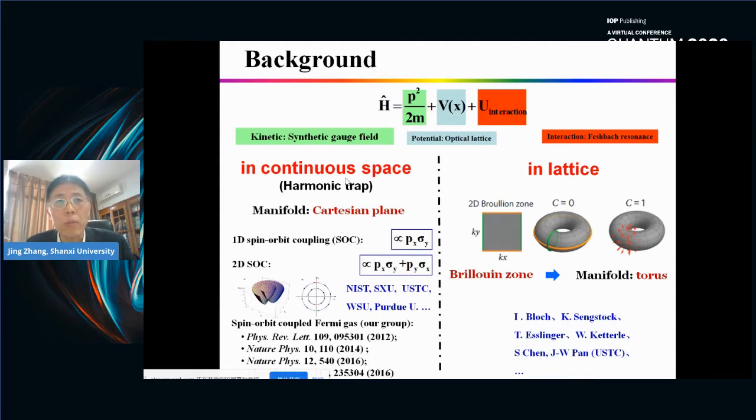Recently, our group mainly studies 1D and 2D spin-orbit coupled Fermi gas in the continuous trap potential. In parallel, optical lattice with synthetic gauge potential also has rich physics. The manifold is a torus, describing the two-dimensional Brillouin zone. In this talk, I will focus on a new type of optical lattice system to generate a synthetic gauge field and topological energy band.